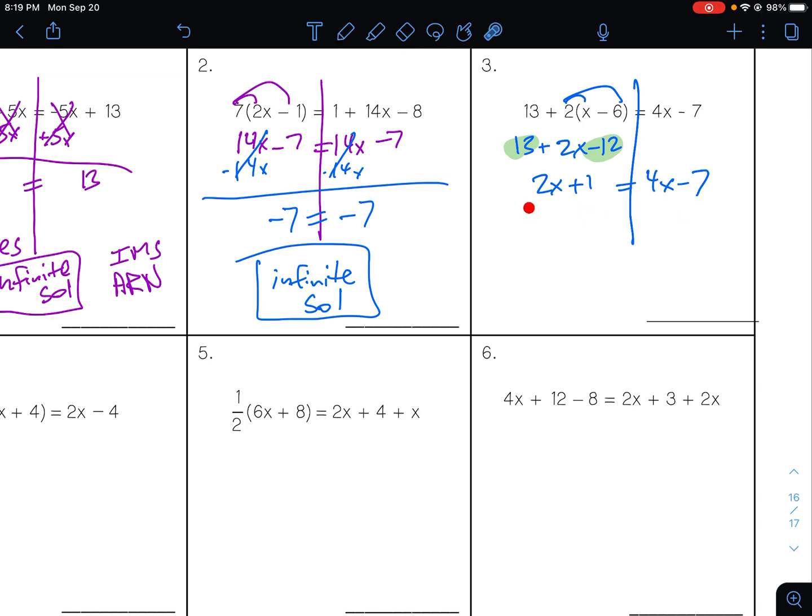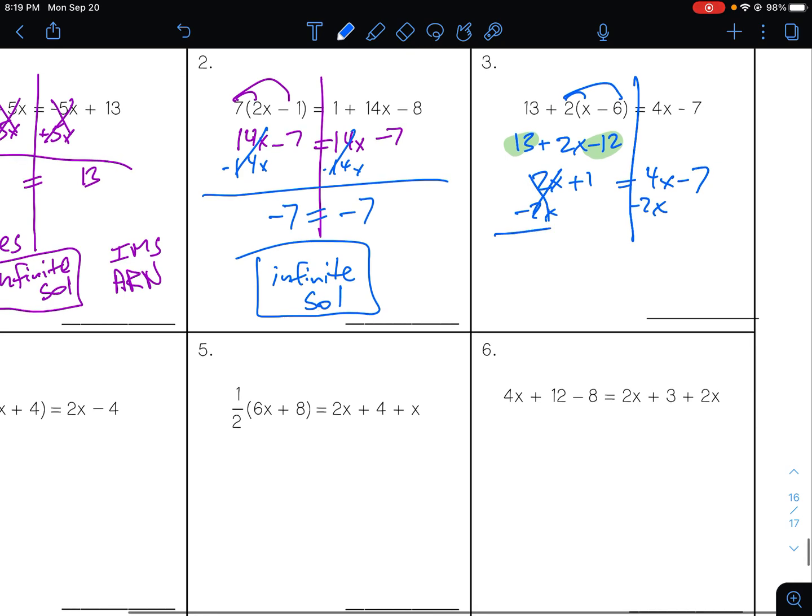Get my variables on one side. Do I want to subtract 2x or subtract 4x? I'm going to subtract 2x. Does it matter which one you do? Not really. You'll get the same answer. It's just that I think this one will be easier to do it this way. Or I prefer to do it this way. It's 2x. Bring down the minus 7, bring down the equal sign, the plus 1.